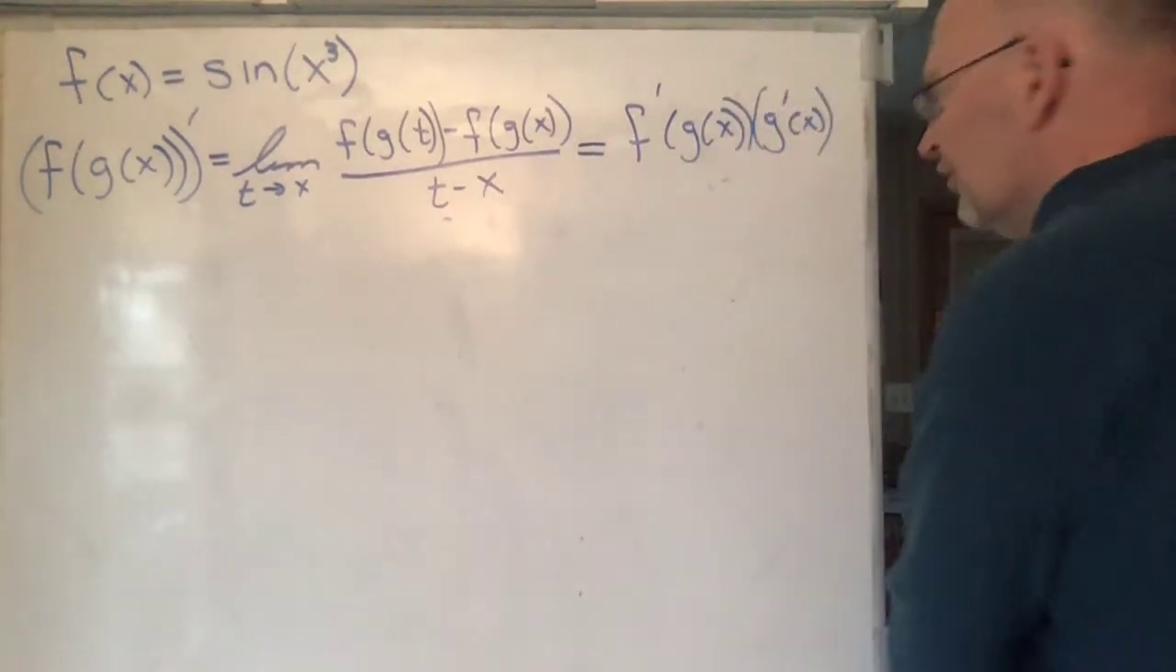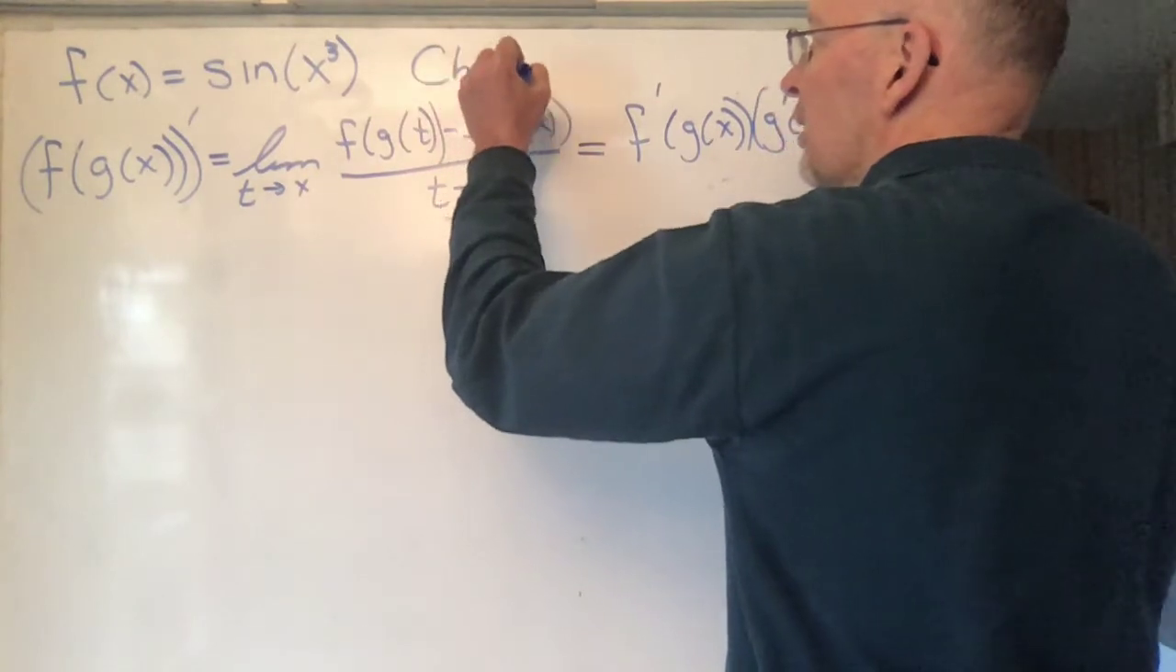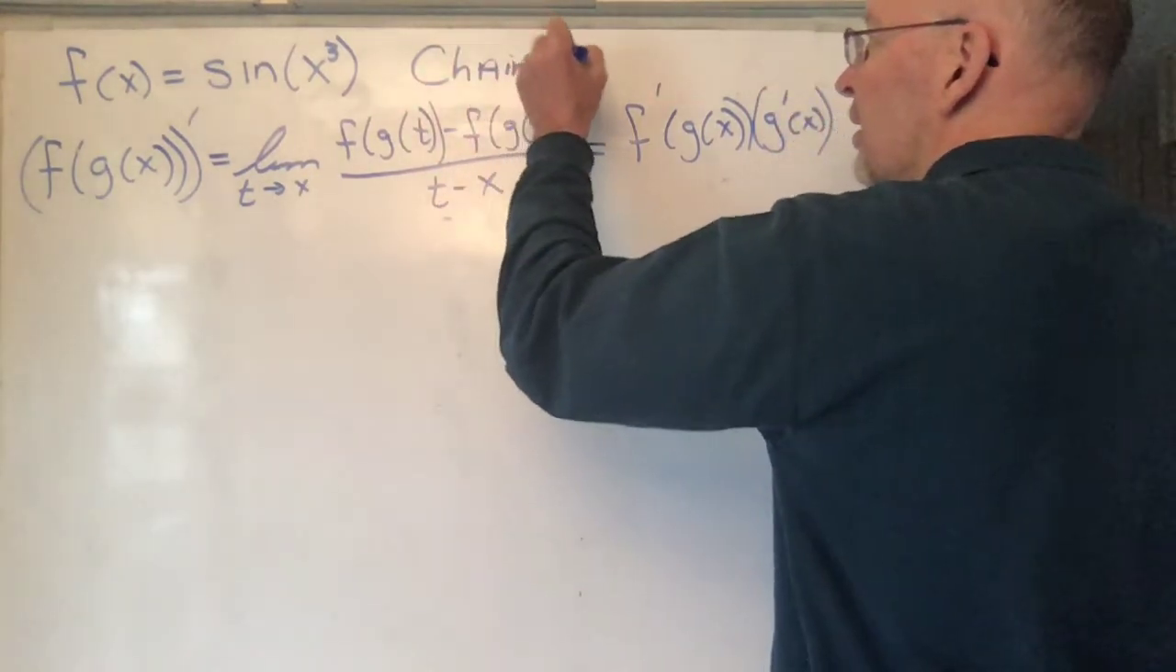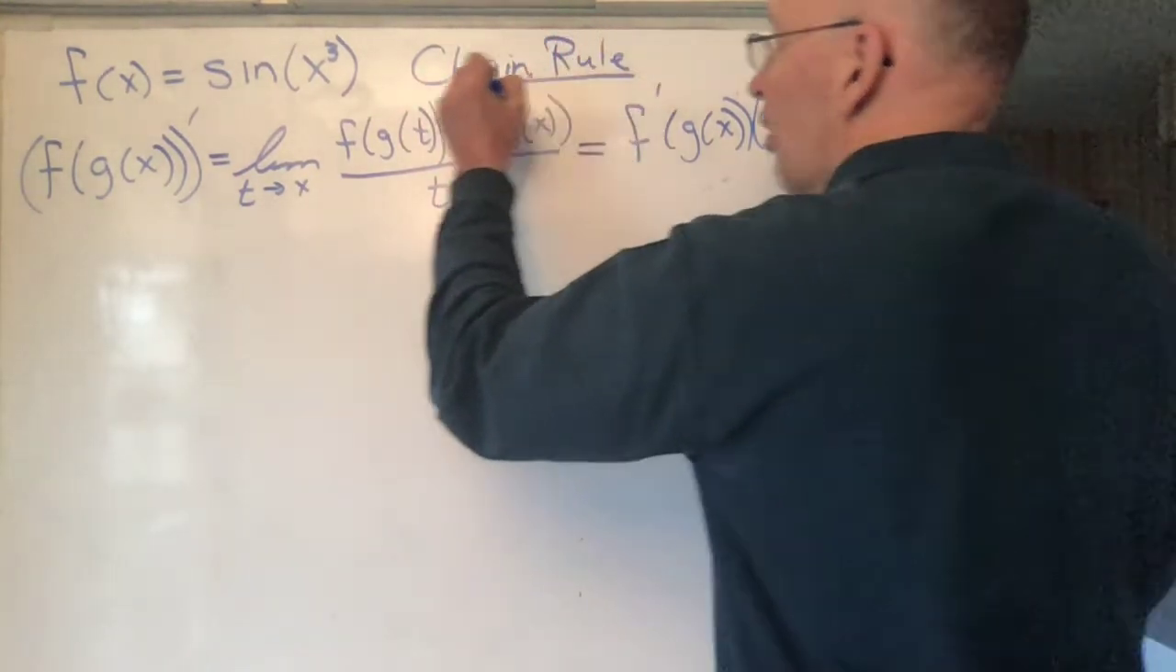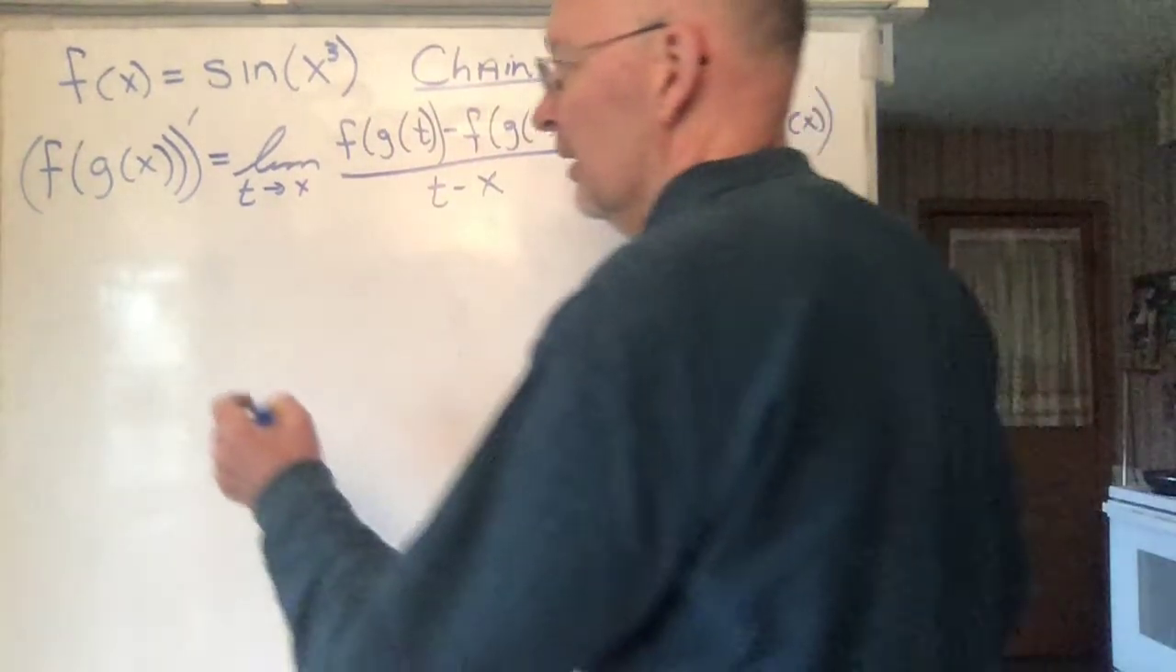By the way, this is called the chain rule. And you can kind of see why, because you're kind of forming a chain. You multiply these various derivatives together. They're all multiplied, so it just kind of forms a chain of derivatives. So let's try another one.